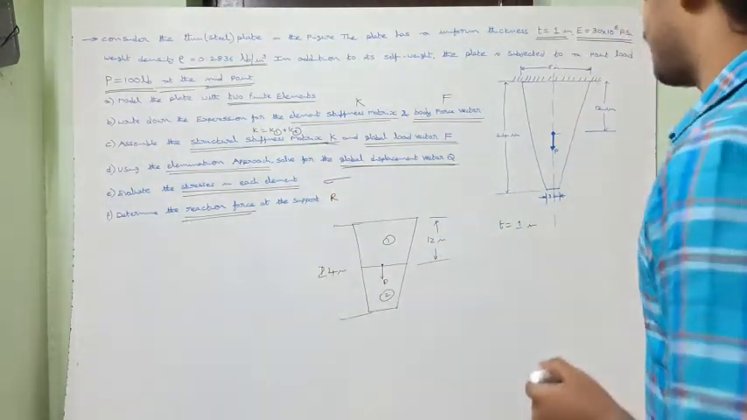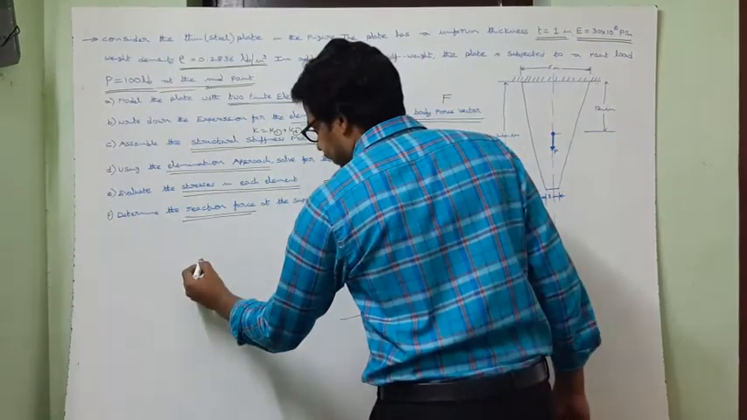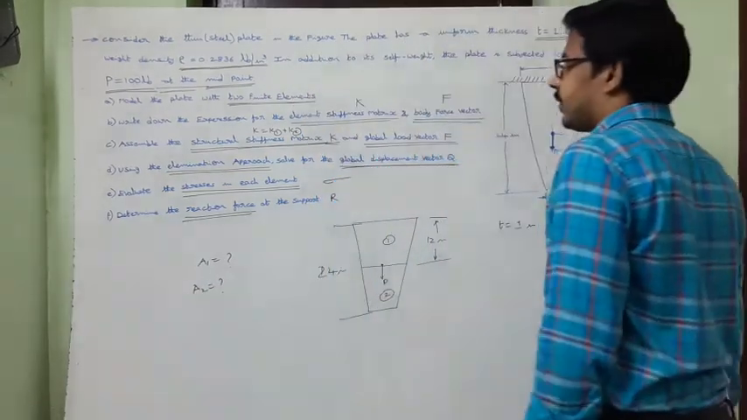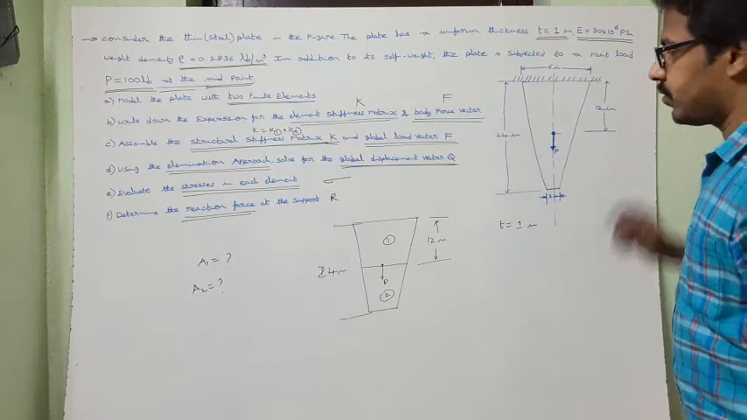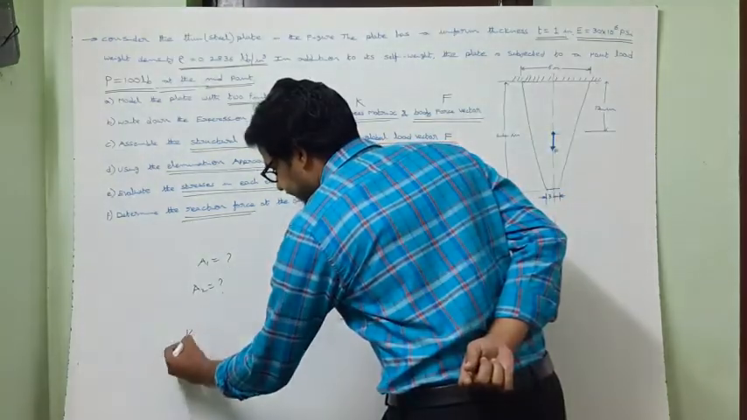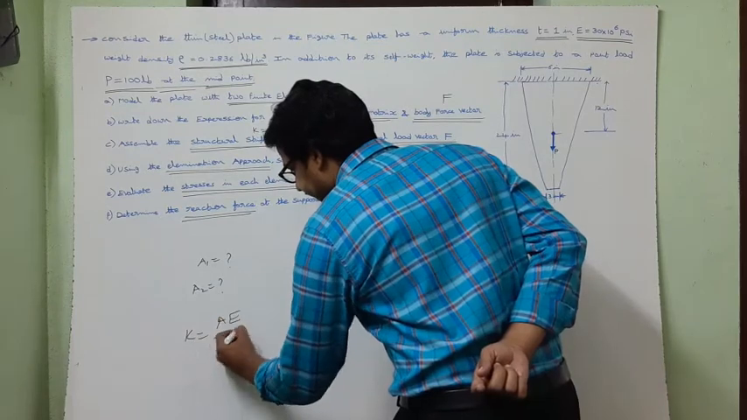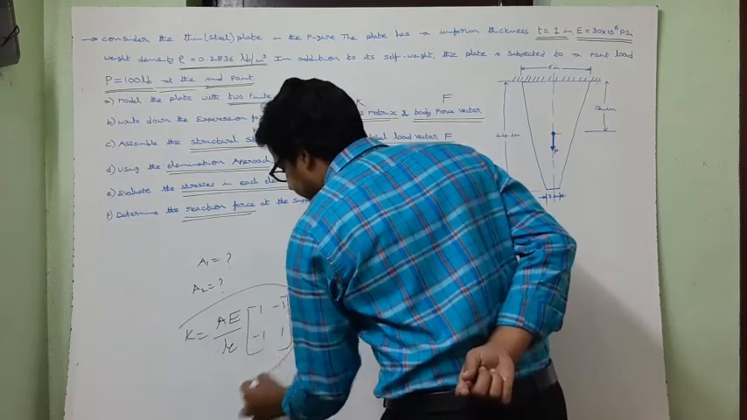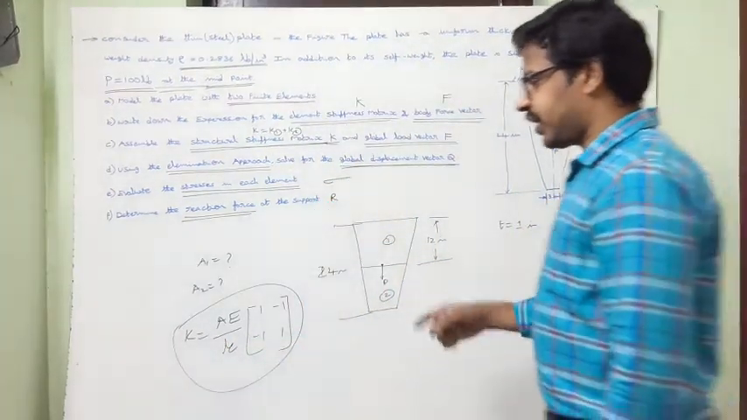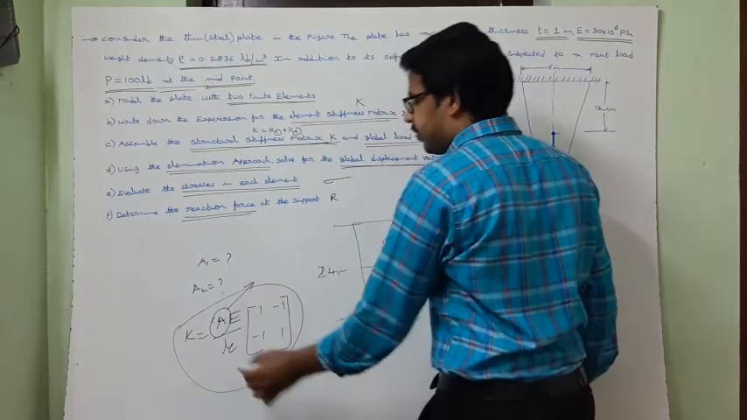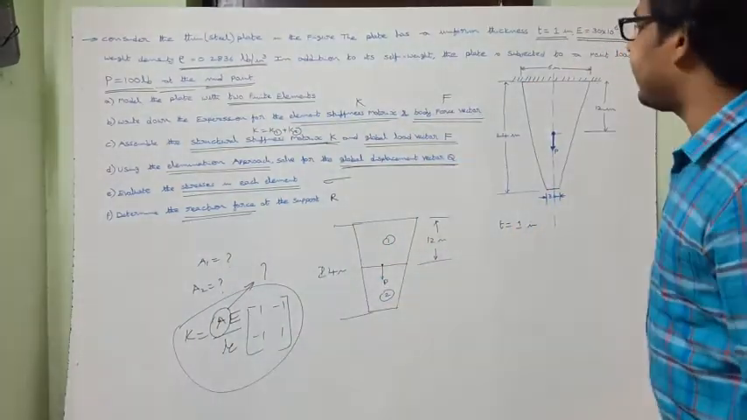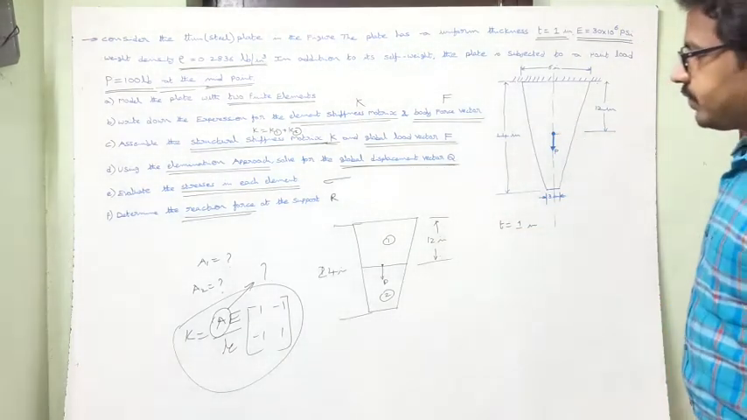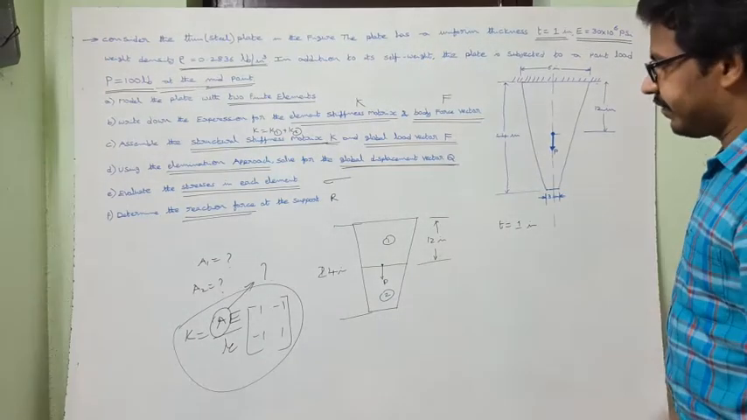In this question, the A1 value is an unknown term, the A2 value is an unknown term. E value is known. In the global stiffness matrix, K is equal to AE by LE into [1 -1; -1 1]. This is the element stiffness matrix for the individual elements. Here the A value is not given in the problem, not mentioned in the given diagram.